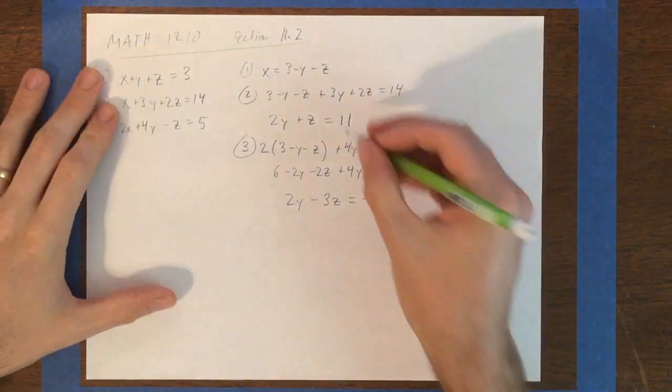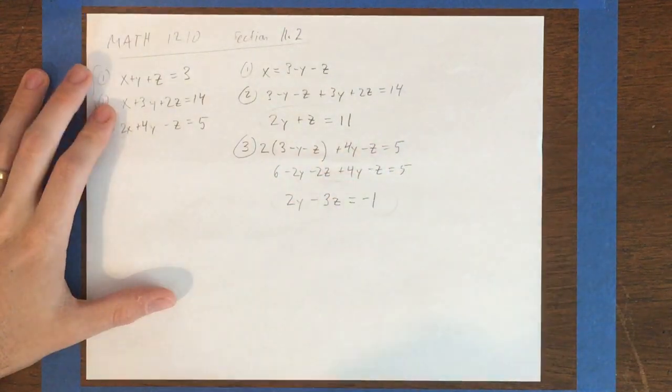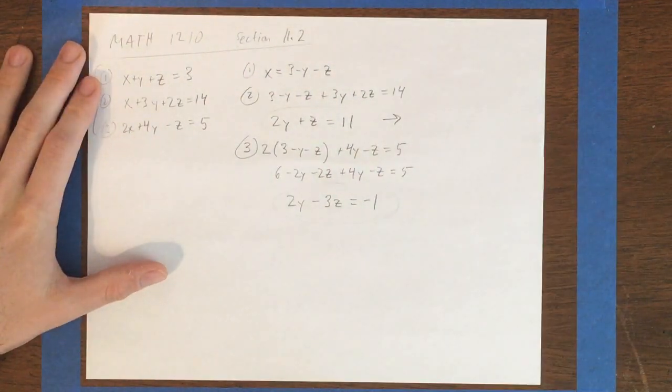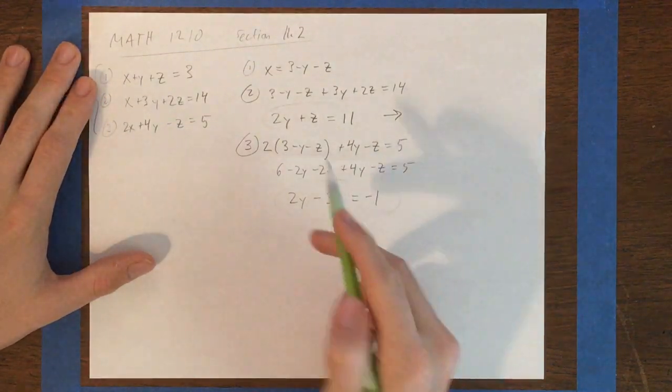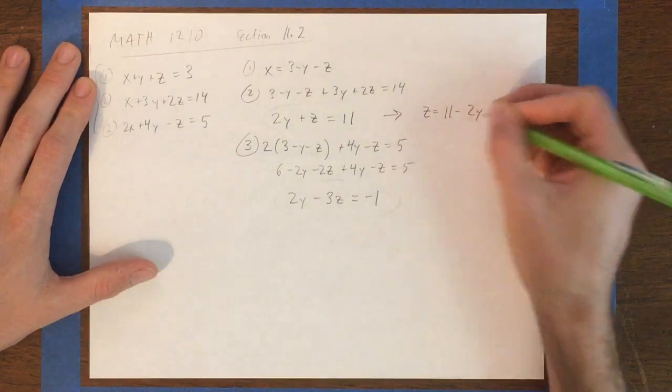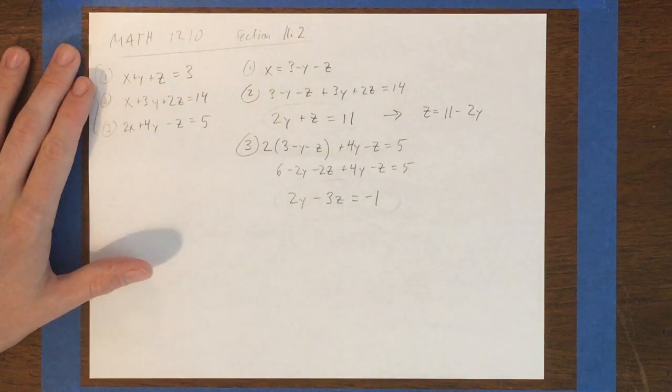So now equations 2 and 3 have been simplified, and they basically form a system of two equations with two variables. By performing this substitution, what we've done is eliminate the x variable and reduce this to a two-variable system of equations, which we can now solve in whatever way we want. So I'm going to take the equation we got for number 2, and I see that I can very easily solve it for z. So z is 11 minus 2y, and then I'll use that to make my next substitution.